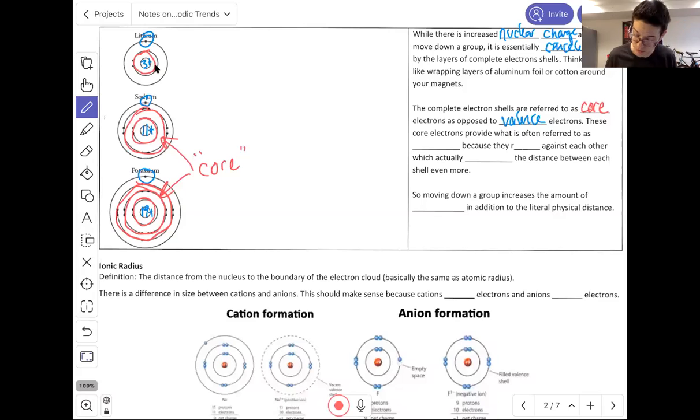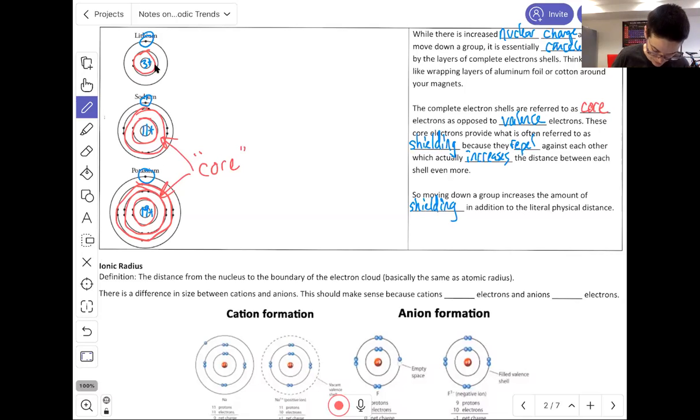So the core electrons provide what we referred to as shielding. They protect the valence electron from the attraction of the nucleus. And they do that because they repel against each other, and that increases that distance, as we said. So as you move down a group, you can see that this core gets bigger. And since the core gets bigger, our shielding is also going to increase, as well as that literal physical distance. So this core versus valence is going to come back into play later on in these notes.